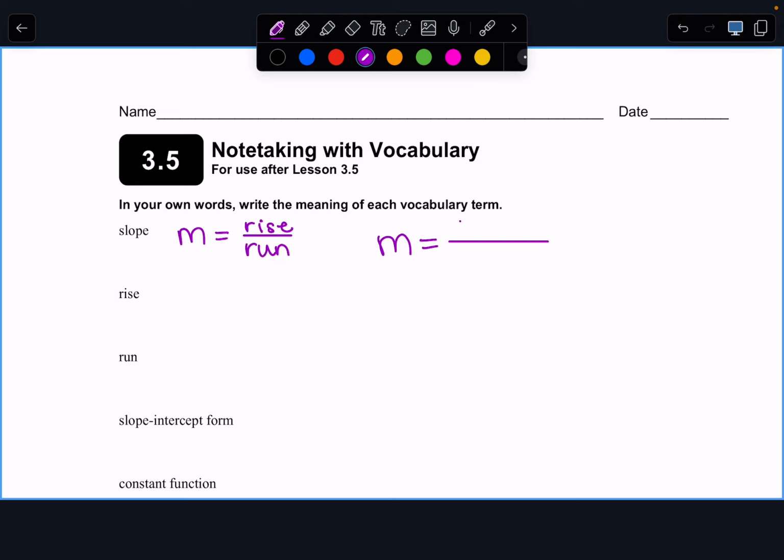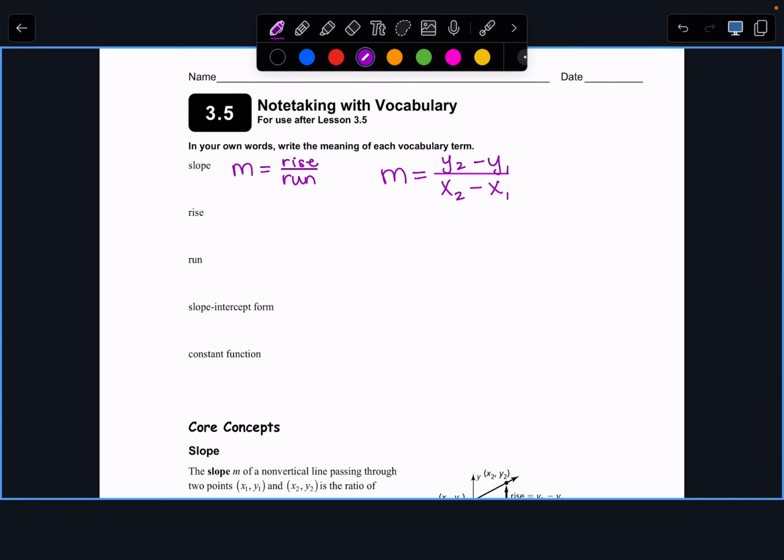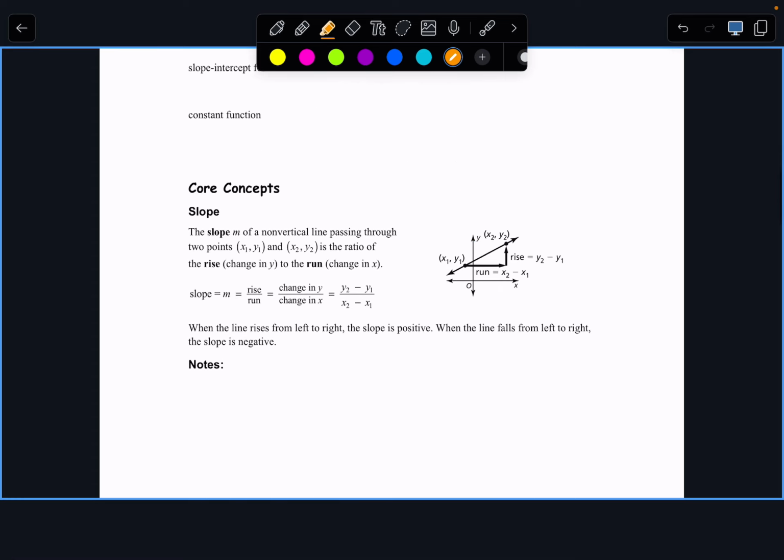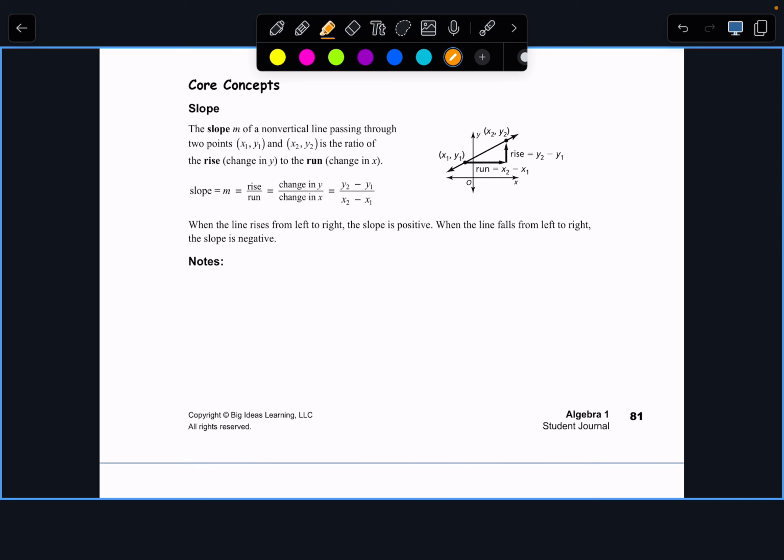So for rise, we are going to take the difference in our y's, because you told me that rise was up and down. That's y. And then run, we're going to take the difference in our x coordinates. Okay. This is the slope formula, and gosh darn it, guys, it's super important. You're going to be using this a lot. So let's come down here to the bottom of page 81.